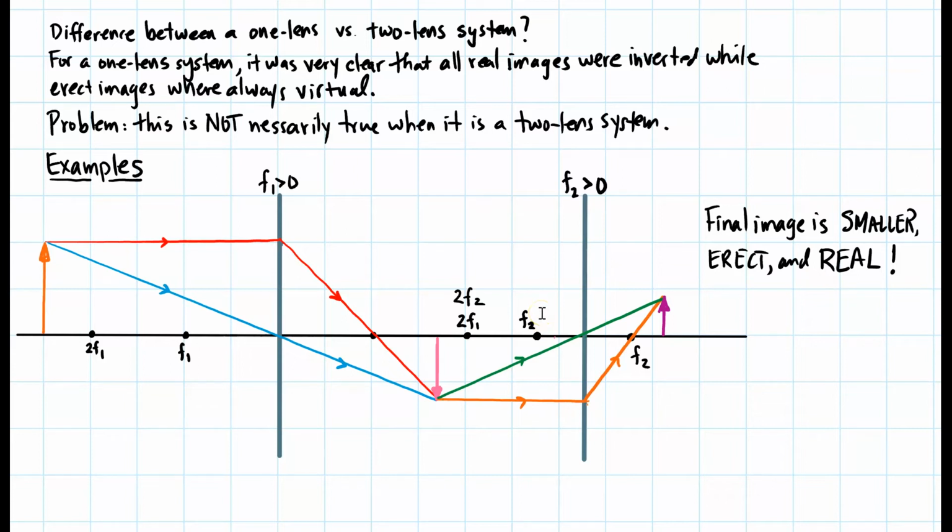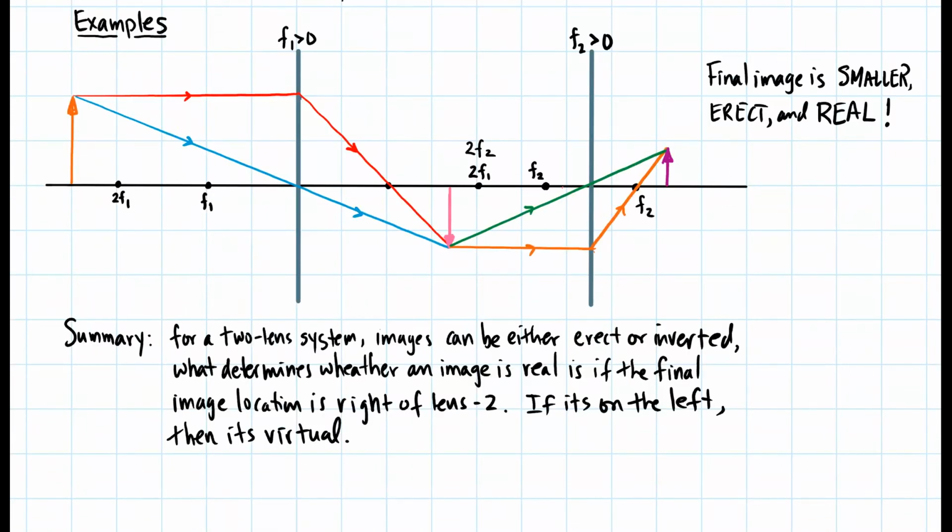So one has to be careful about defining when an image is real or virtual. In summary, for a 2 lens system, images can be either erect or inverted. What determines whether an image is real is if the final image is to the right of lens 2. If it's to the left, it's virtual.